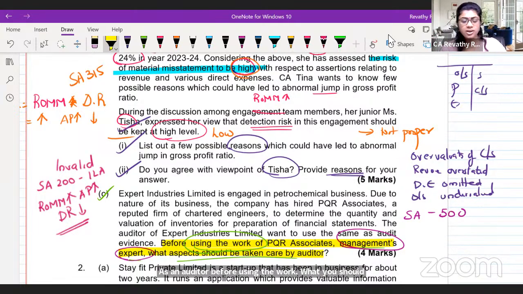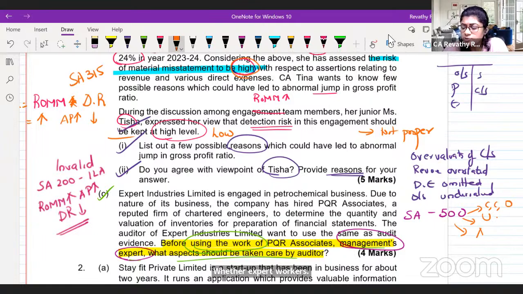Anyone, can you see the note material and say the answer? Three points. Competence, capability, and objectivity of the expert. You should obtain an understanding of the expert's work. Whether the expert's work is appropriate, whether his work is precise, accurate, detailed, complete.